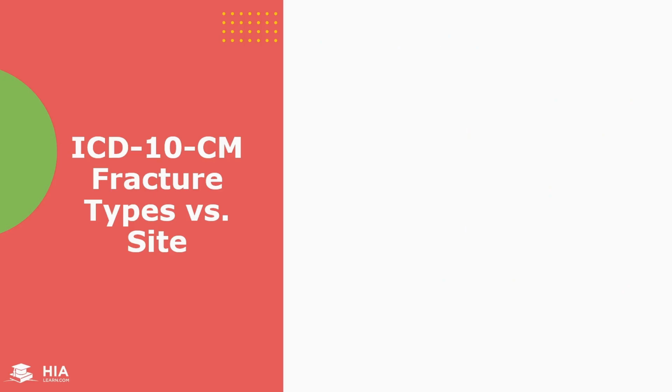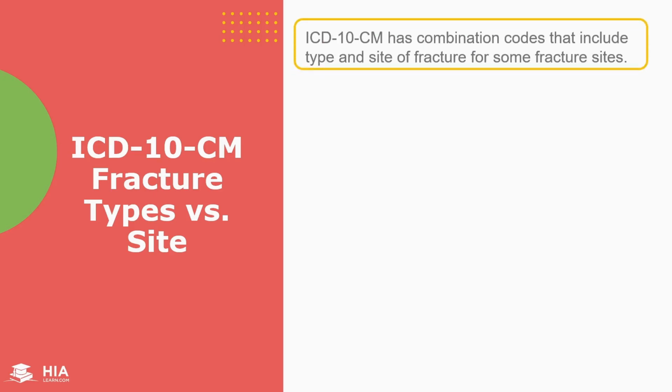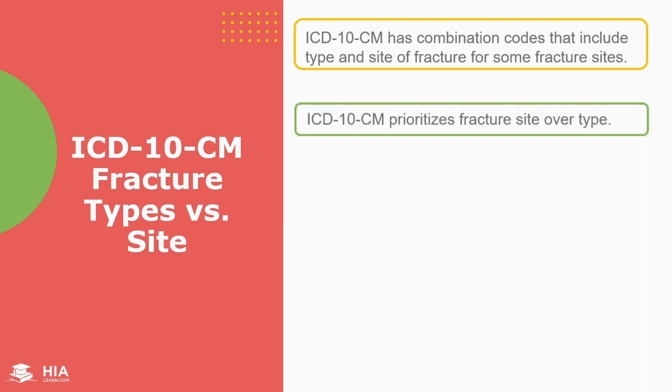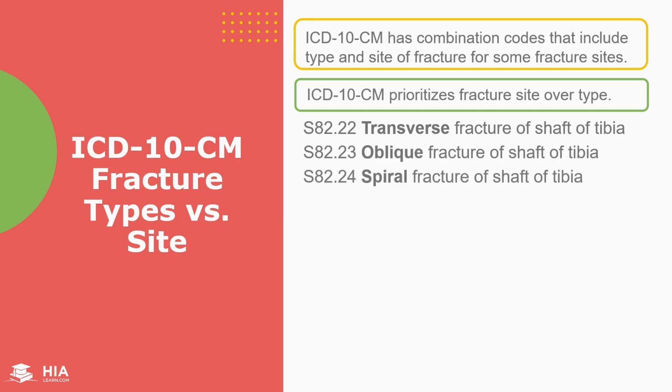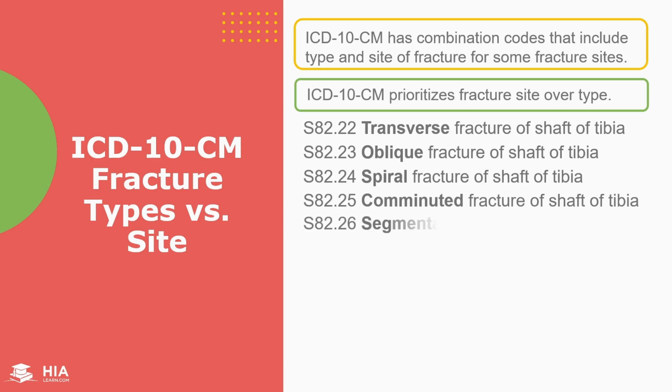ICD-10-CM includes combination codes for some fractures that identify both the site and fracture type. For those fractures where there is not a combination code, including both site and a certain type of fracture, the classification prioritizes site over type. For instance, ICD-10-CM includes codes for transverse, oblique, spiral, comminuted or segmental fractures of the shaft of the long bones of the lower leg, the tibia and fibula.